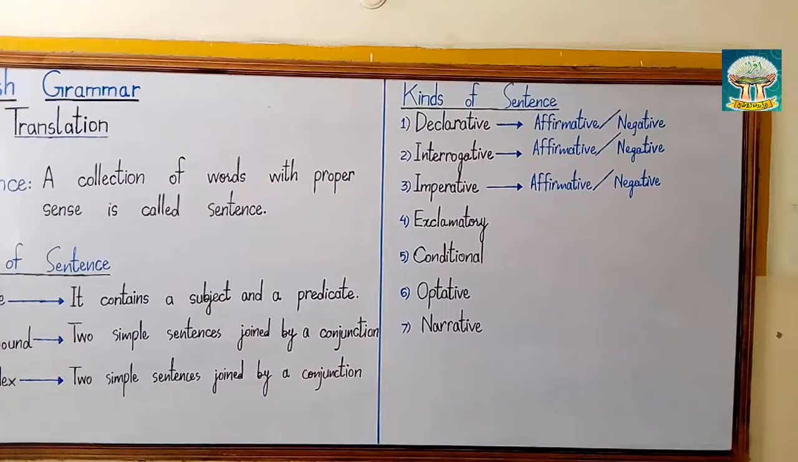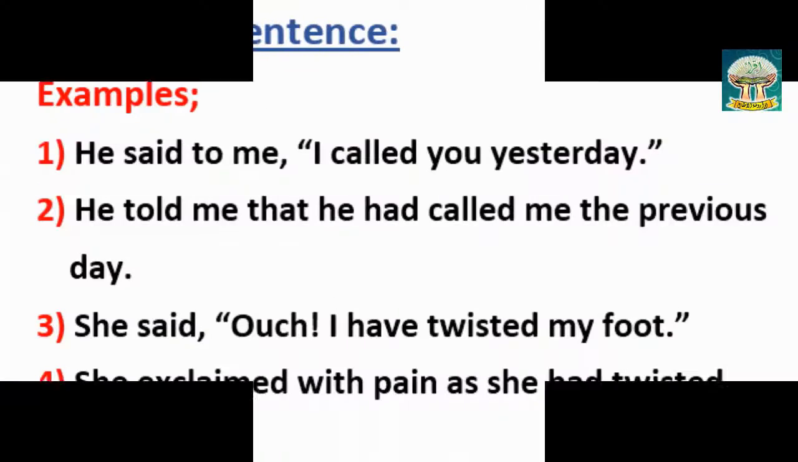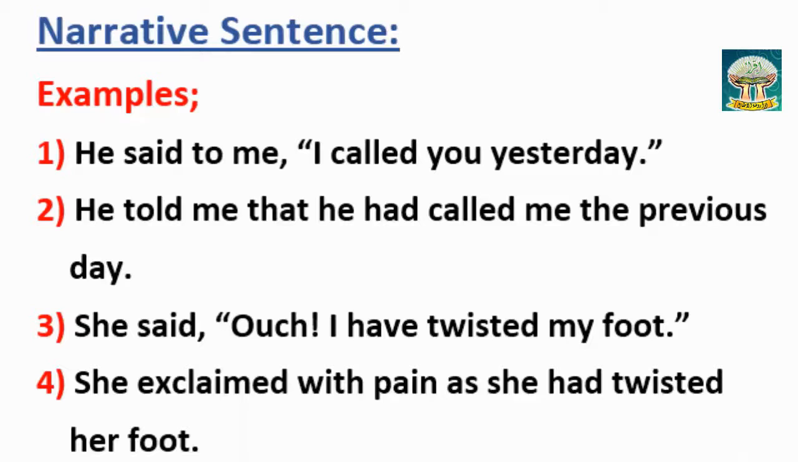A narrative sentence is a sentence in which somebody narrates the speech of somebody else, as you have already studied direct narration and indirect narration. So I will exemplify some of the sentences of narrative in direct and in indirect. Here you are. Example number 1, he said to me, I called you yesterday.